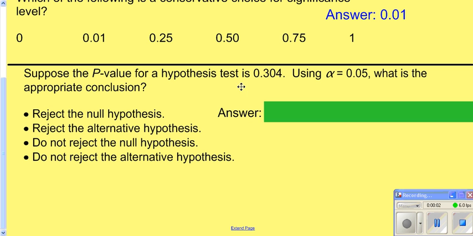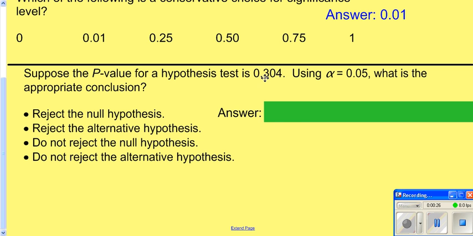Suppose the p-value is 0.304 and our significance level is 0.05. What would we conclude? Well, keep in mind our conclusions never say anything about the alternative hypothesis. We will either reject the null hypothesis or we will fail to reject the null hypothesis. So we know it's going to be one of those.